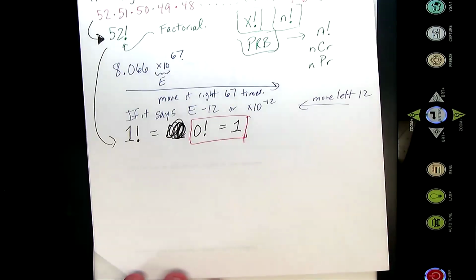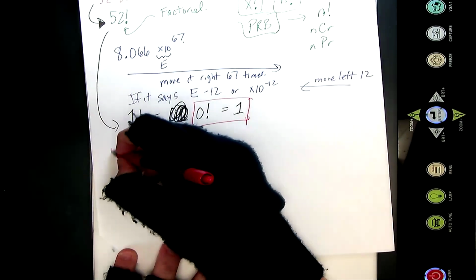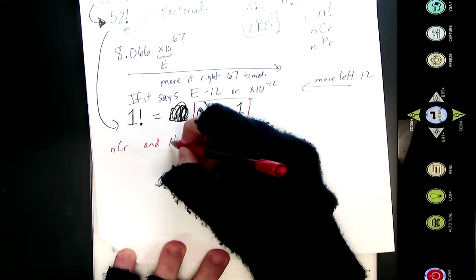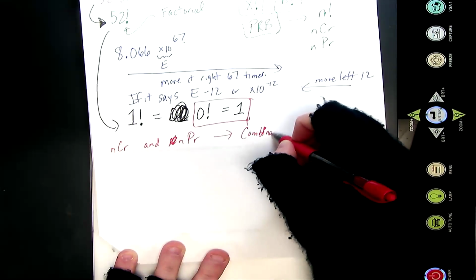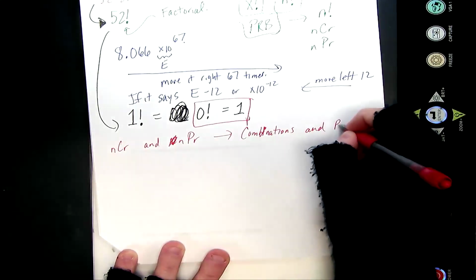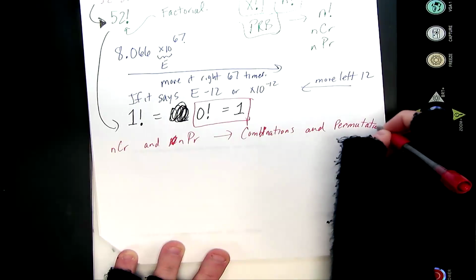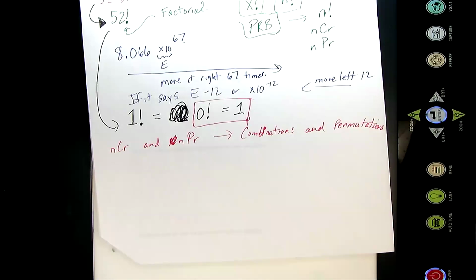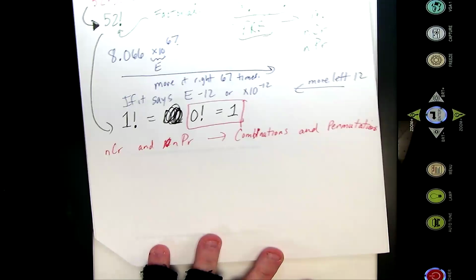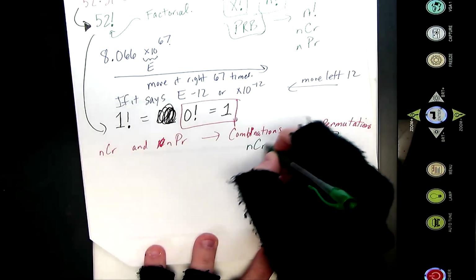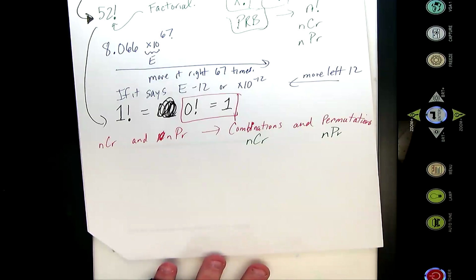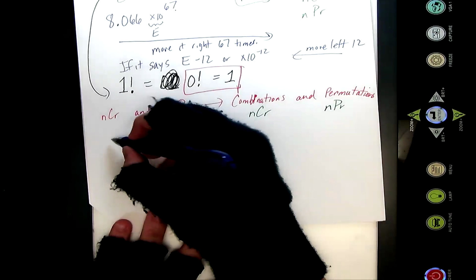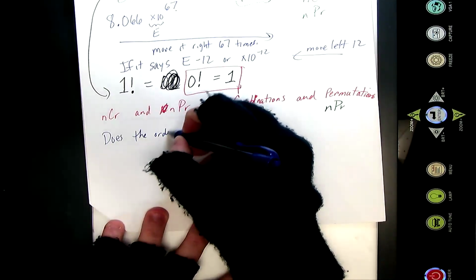Now, what are nCr and nPr? nCr and nPr are related to combinations and permutations. The first letter tells you what it is: this is nPr, this is nCr. And there's only one real difference between these: does the order of selection matter?